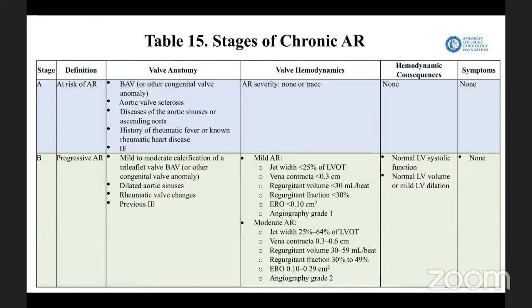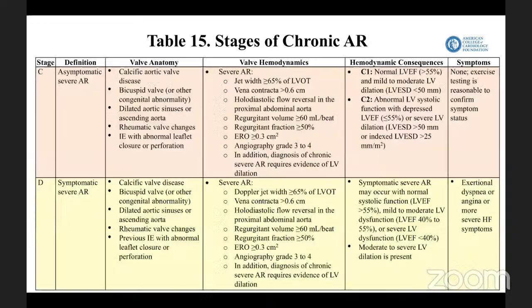For moderate aortic regurg, the jet width between 25 to 64% of the LVOT, and the vena contracta of 0.3 to 0.6 centimeter, and the regurgitant volume between 30 to 59 ml per beat, and the regurgitant fraction of 30 to 49%, and the effective orifice area of 0.10 to 0.29 centimeter square, and angiographic grade 2. And they tend to have normal LV systolic function and normal LV volume or mild LV dilatation, and still with no symptoms.